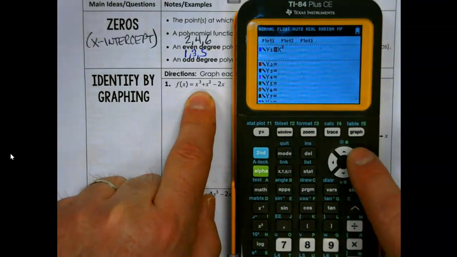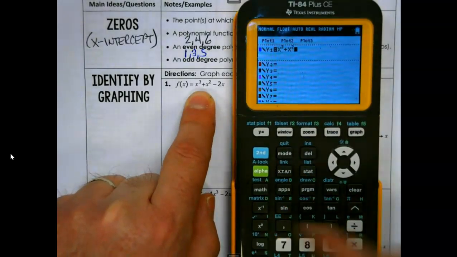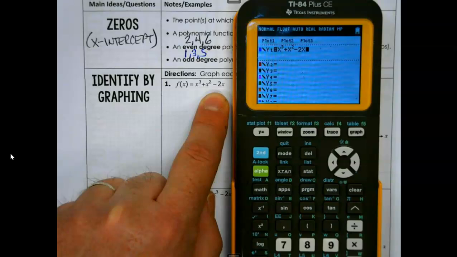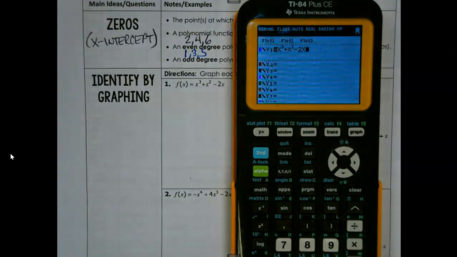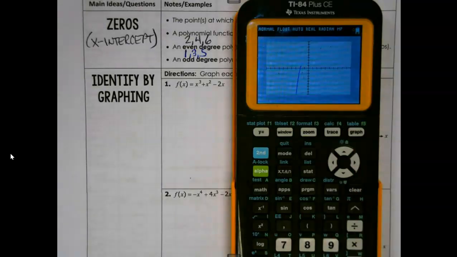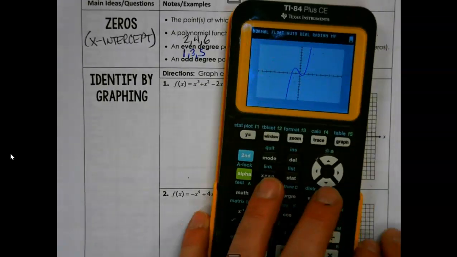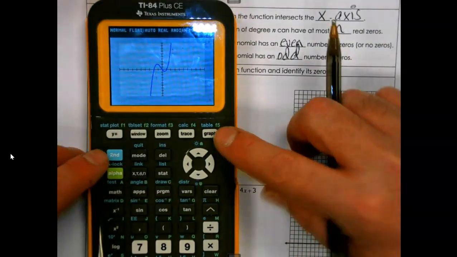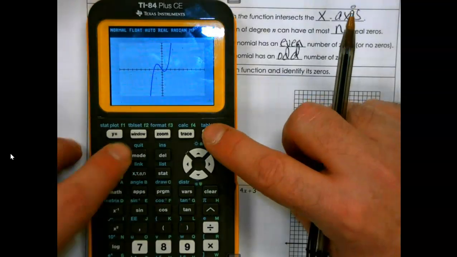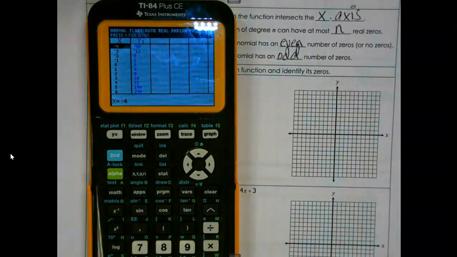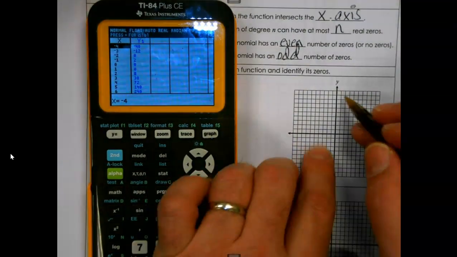x to the third plus x squared minus 2x. Again, minus, not negative. The calculator does care about that. So let's take a peek at it first. Okay, so I'm kind of looking, I'm like, all right, it's kind of curvy and stuff. And just like we did before, we're going to use the chart, or the table, which is second and graph, to plot as many points as we can for this particular picture. And I think we're going 10 by 10 here.